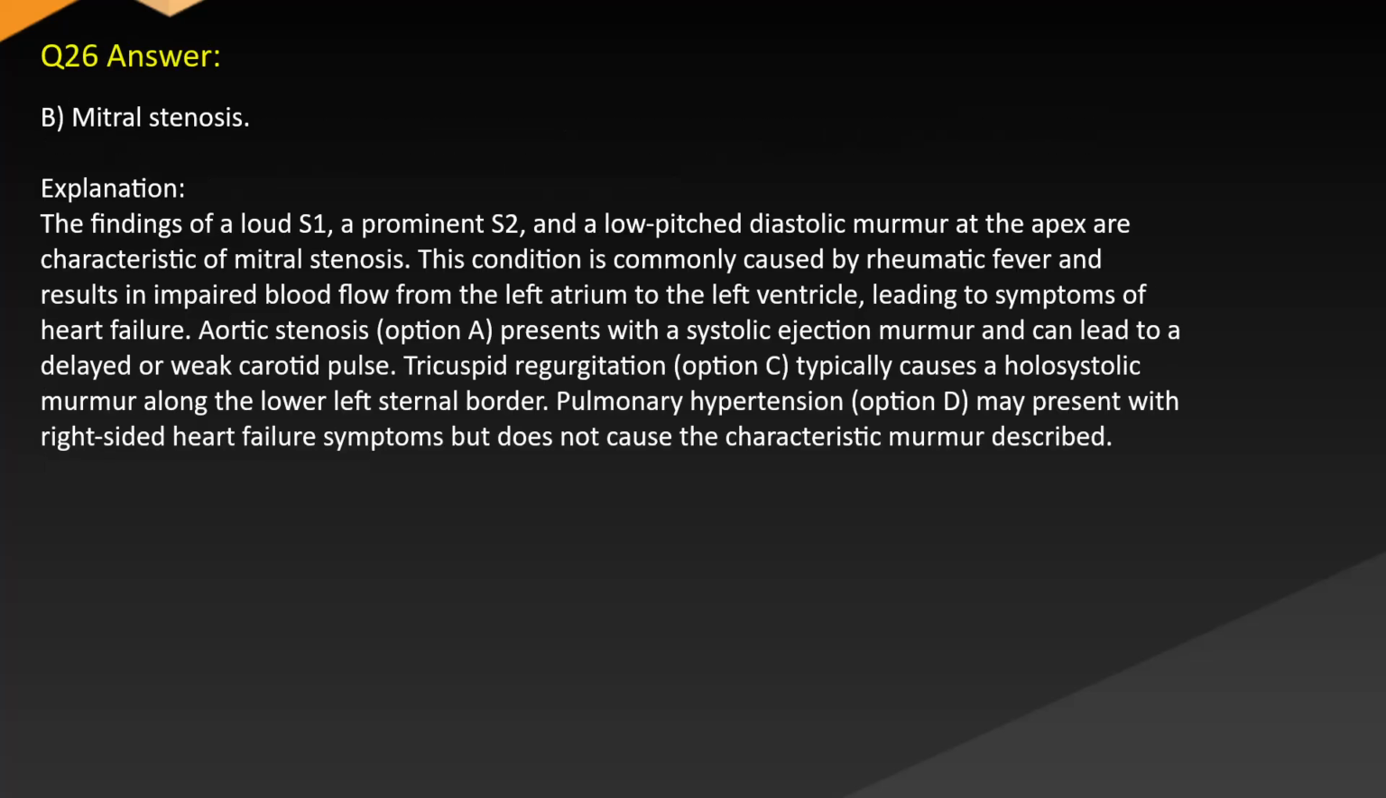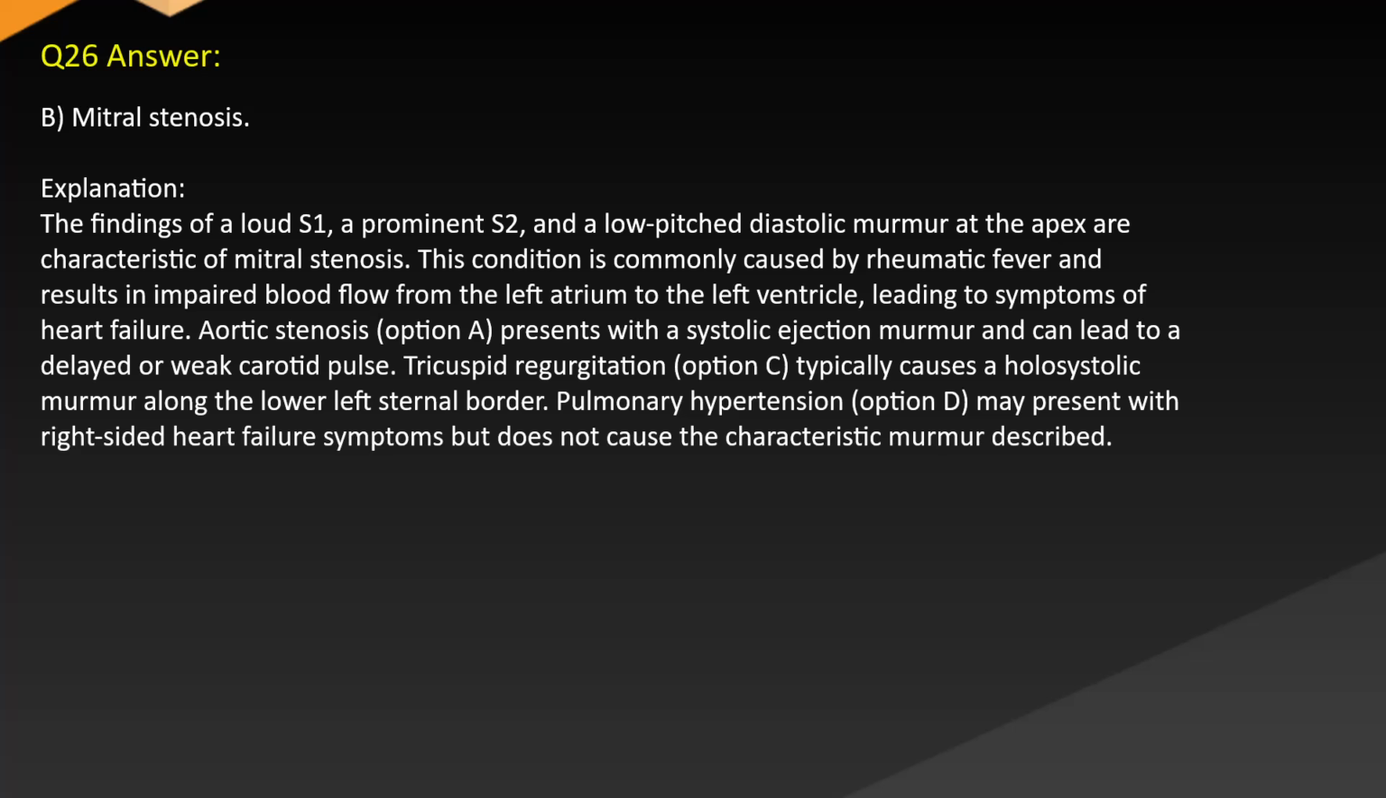Answer: B. Mitral stenosis. Explanation: the findings of a loud S1, prominent P2, and a low-pitched diastolic murmur at the apex are characteristic of mitral stenosis. This condition is commonly caused by rheumatic fever and results in impaired blood flow from the left atrium to the left ventricle, leading to symptoms of heart failure.